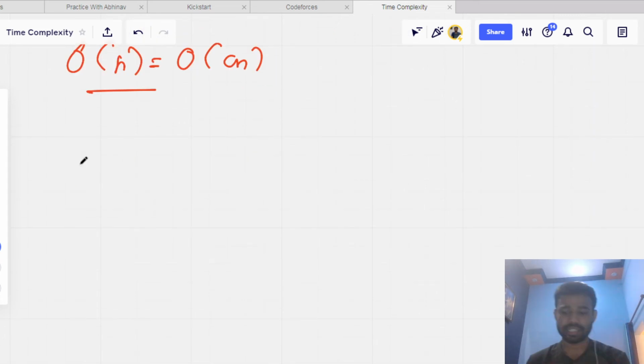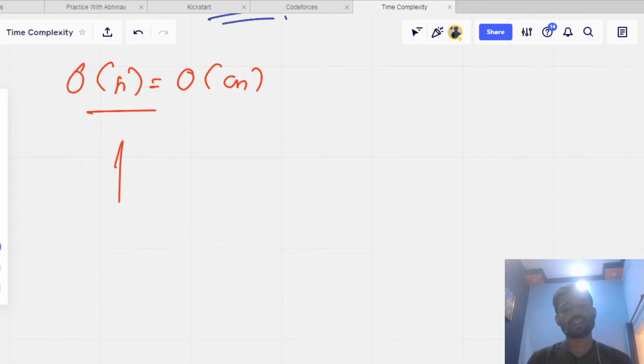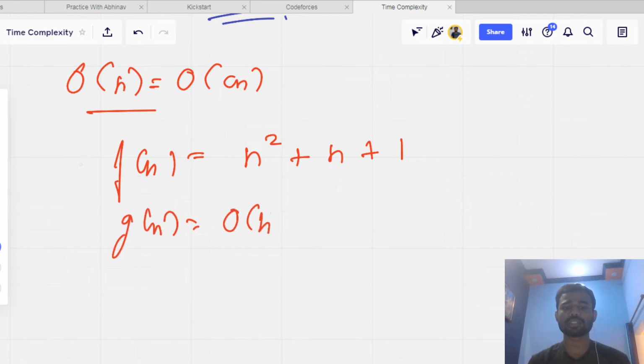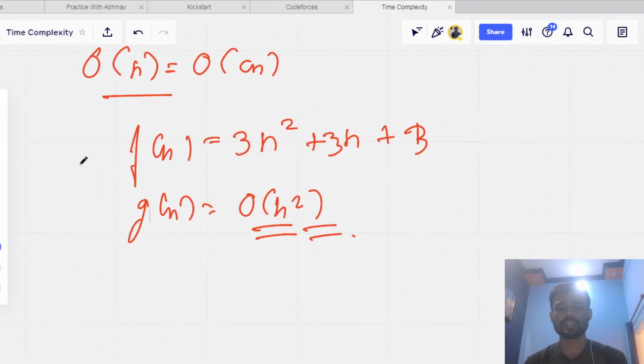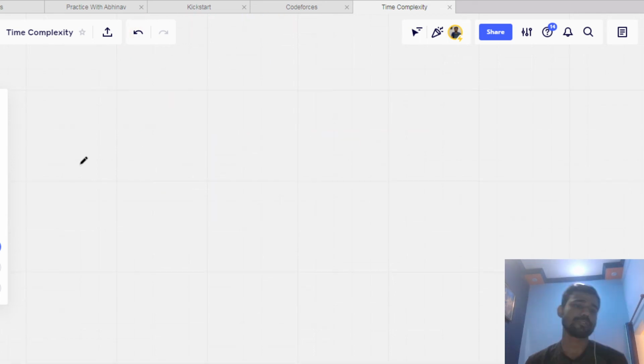Let's take an example. For example, f(n) is n square plus n plus 1. So the time complexity of this function, meaning g(n) of this function, will be O of n square. We all know that. If you multiply this whole function by 3, now it will be 3n square, and it will be 3n, then it will be 3. Then also it will be O(n square). So multiplying a constant or adding a constant does not affect the time complexity. There is no effect on it. Fine. So this is basically the thing which I was trying to tell you.